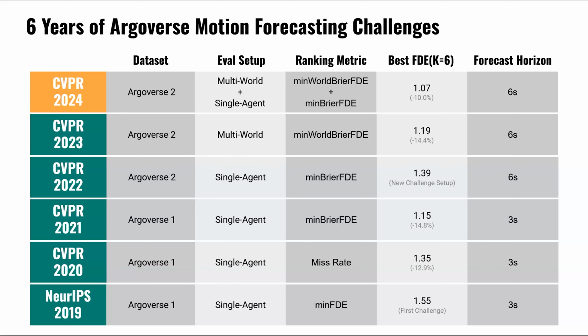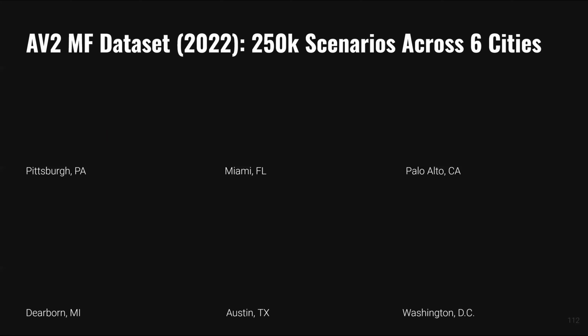And this is sort of the longest running of the Argoverse challenges. And we've run this challenge for the last 6 years, starting all the way back in NeurIPS 2019. And every year, we've spent a lot of time and effort to improve the evaluation setup and introduce new ranking metrics. And year over year, the community has continued to impress us by improving motion forecasting performance across all of our different tasks.